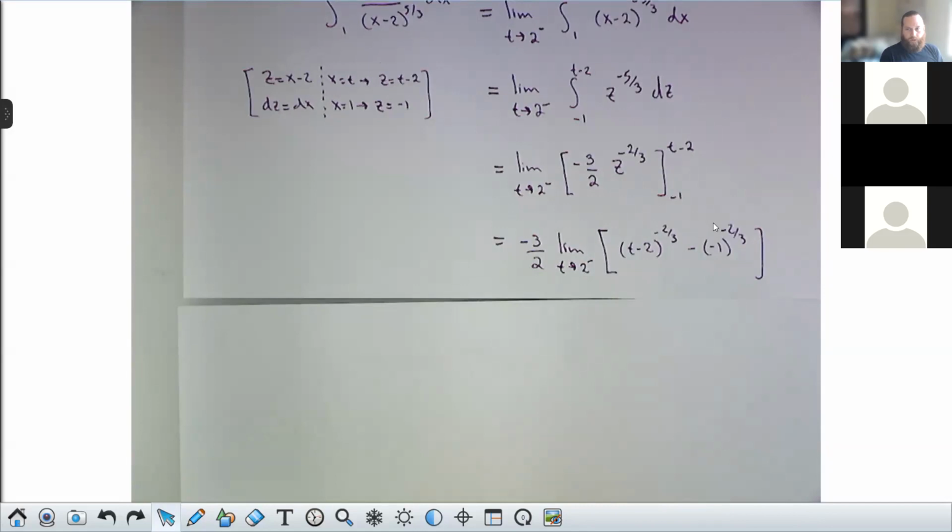Now the negative 1 to the negative 2/3 really isn't a problem. You may need to think about it for a minute. If this were positive 2/3, that would be the cube root of negative 1, squared. So the cube root of negative 1 is negative 1. When you square negative 1, you get positive 1. So this is 1 over positive 1, which is 1. So this whole piece right here, this is 1.